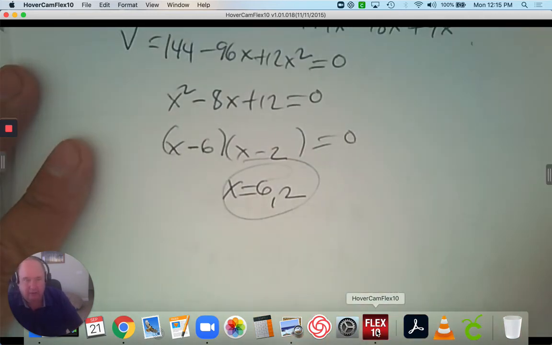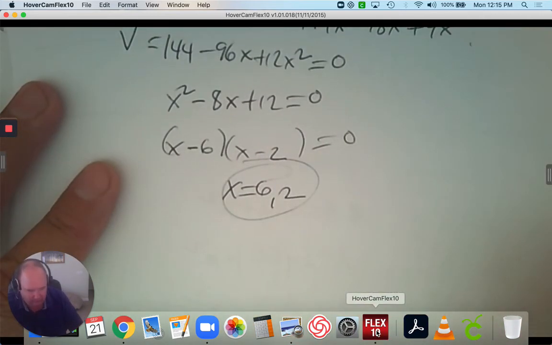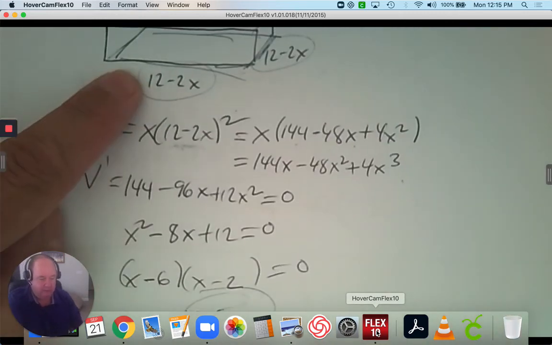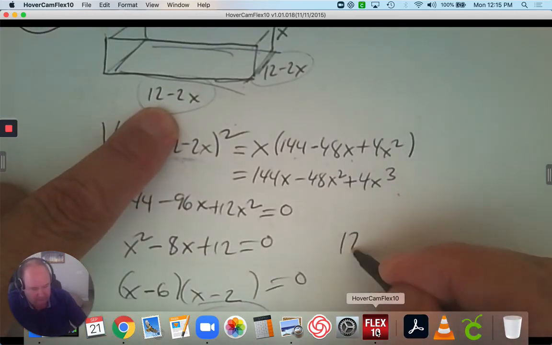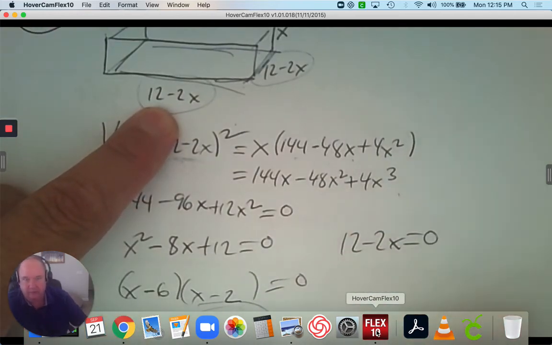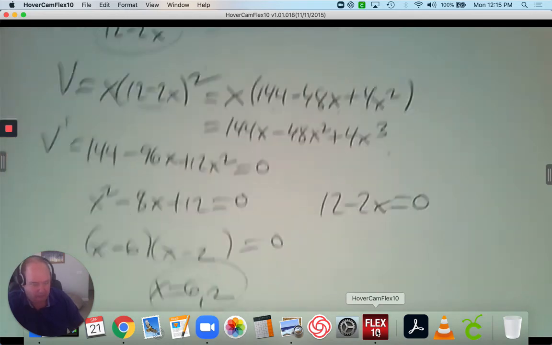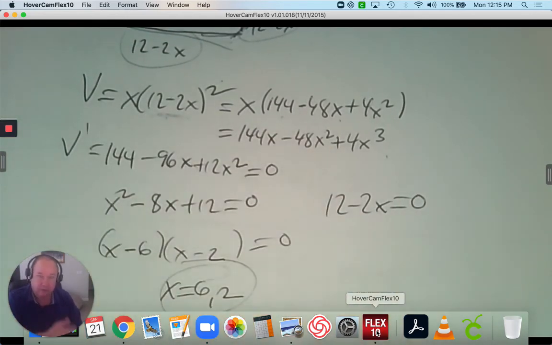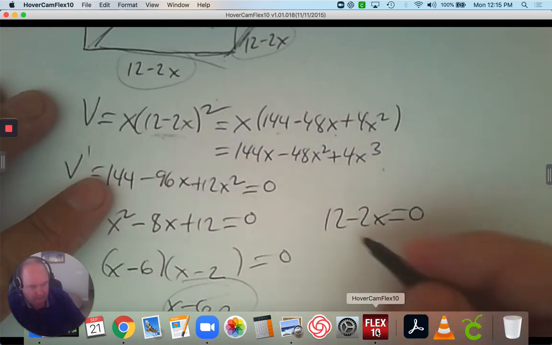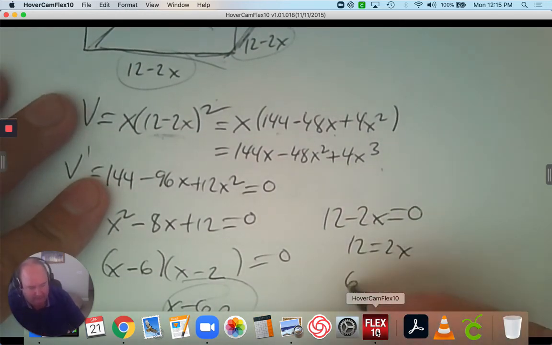So if I solve it, the two critical numbers I'm looking at are positive 6 and positive 2. Now, in this situation, I do need to know that x has to be a positive number, but make this equal to 0. So 12 subtract 2x equals 0. Make that equal to 0, because this side cannot be 0. So make it equal to 0 to know what the restriction is. So I'm going to add 2x and then divide.